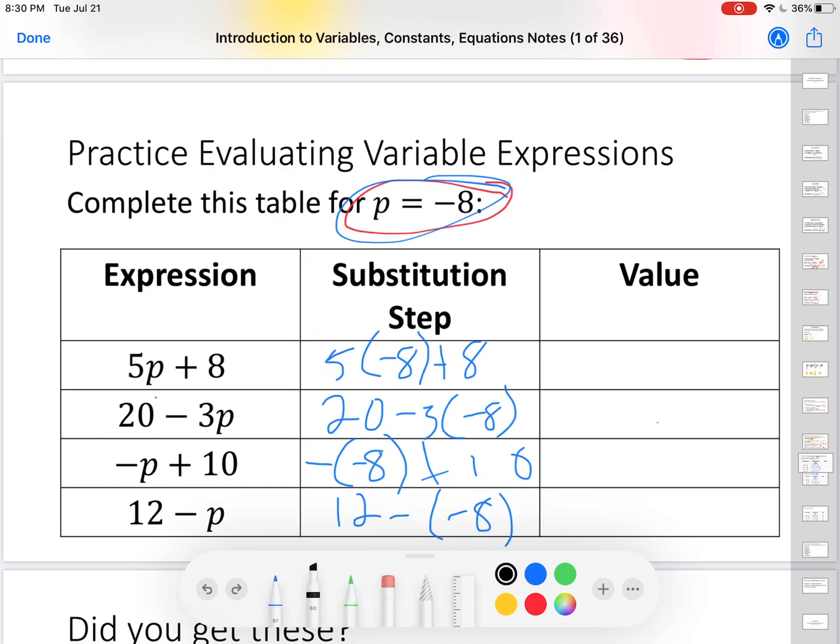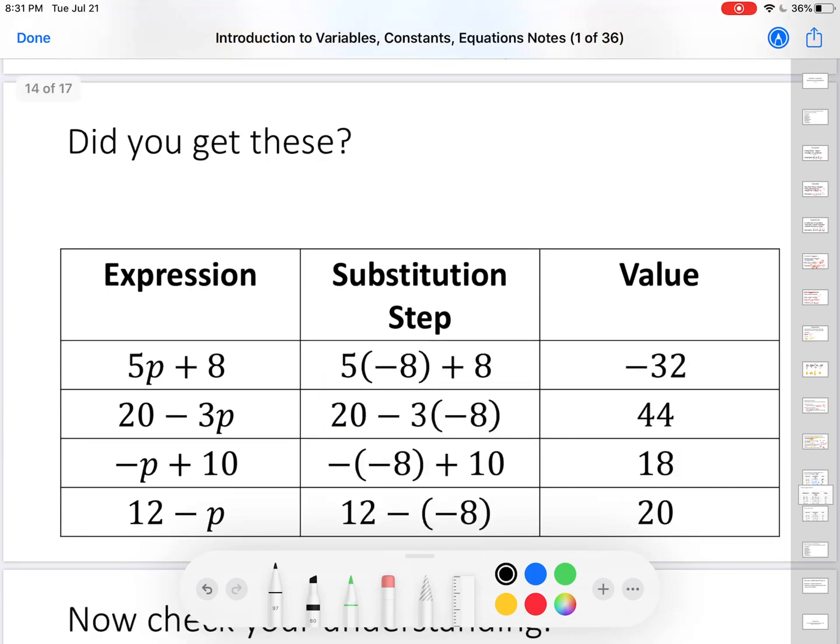Okay. Find the values. 5 times negative 8 is negative 40. Negative 40 plus 8 is negative 32. 20 minus 3 times negative 8: negative 3 times negative 8 is positive 24. 20 and 24 makes 44. Opposite of negative 8 is 8. 8 plus 10 is 18. 12 minus negative 8 is 20. Did you get those values? Here it is typed out for you. Compare what you did on your work with what this is. Do you have any questions so far?